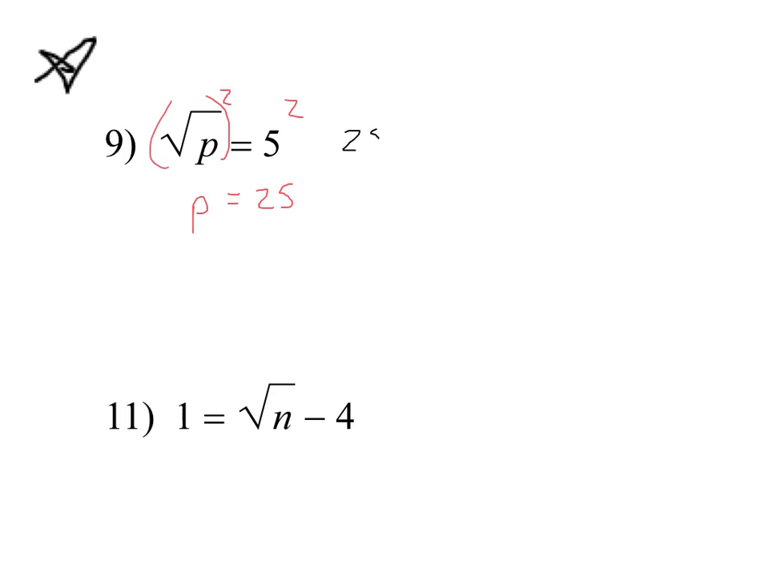So if we take 25 and put it where p was, and write the equation out, we're wondering, is this true? Root of 25 is 5, which equals 5, and that checks. So 25 works.